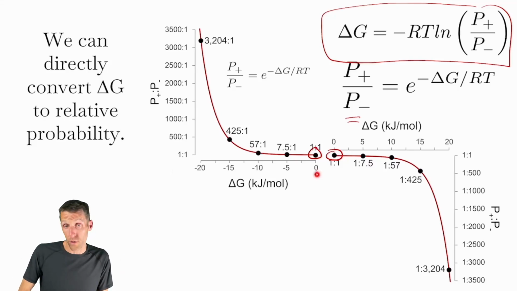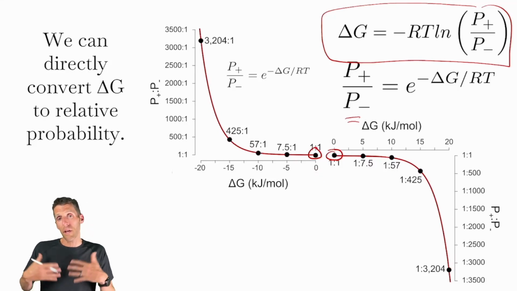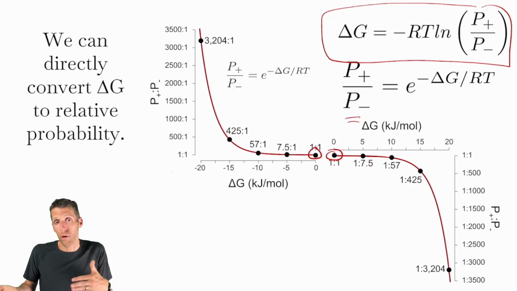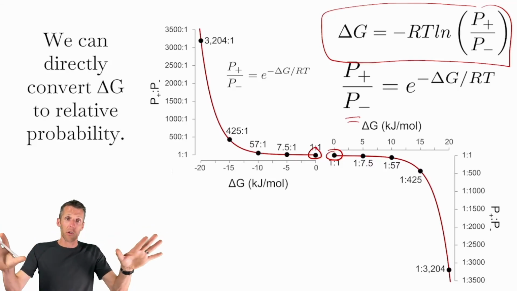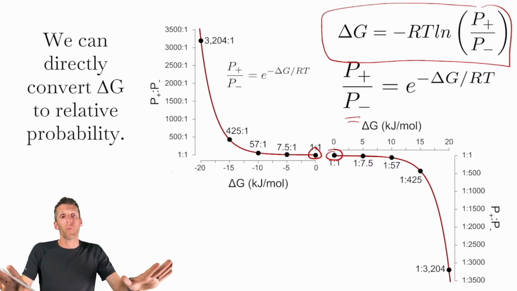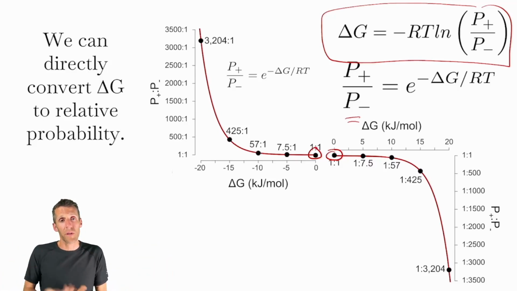But this scale is, of course, symmetrical, and so the opposite is true. If I have a positive delta G, a delta G of plus 20, that doesn't mean the reaction isn't going to happen. It means that the odds of the reaction going forward are much lower than backwards, right? If I'm just looking at a pool of reactants and products together, and I'm trying to bet what the next reaction is going to be, I'm going to take 3,000 to 1 odds I'm going to see a backwards reaction rather than a forward reaction.